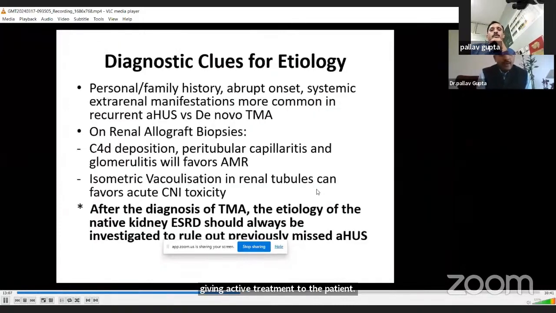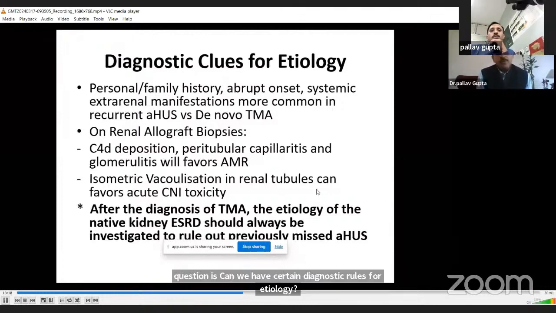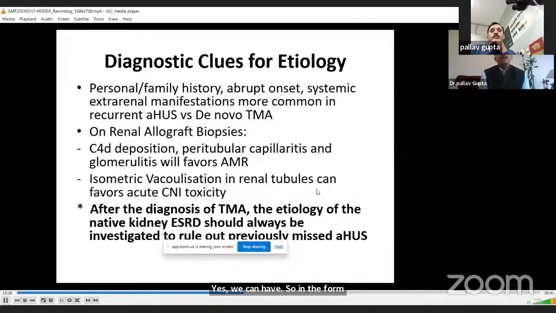Now, this is the general morphology of TMA. So the question is, can we have certain diagnostic clues for etiology? Yes, we can. In the form of personal or family history, abrupt onset, and systemic extrarenal manifestations, this would favor recurrent atypical HUS as compared to de novo TMA. So these findings will favor TMA due to recurrent atypical HUS.